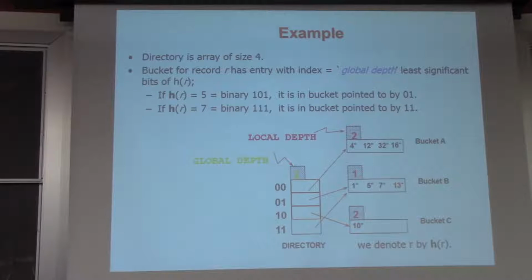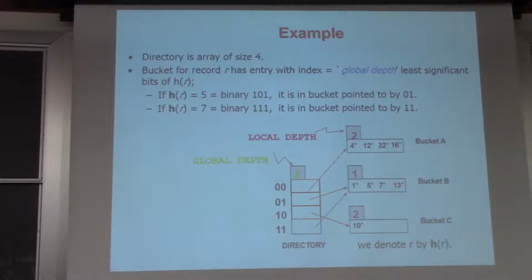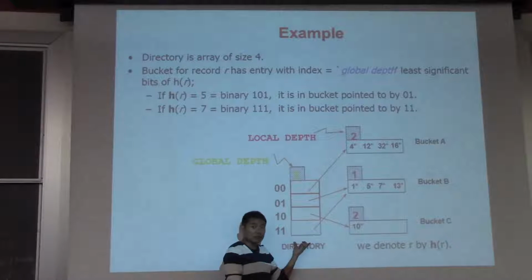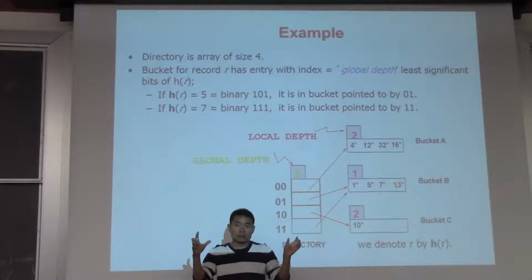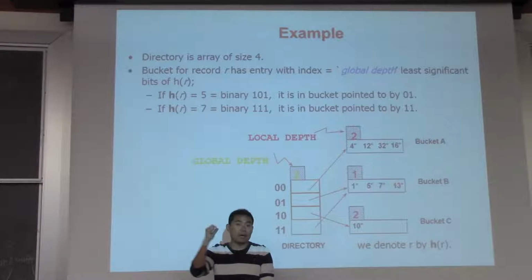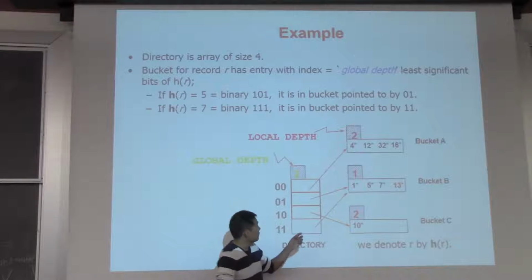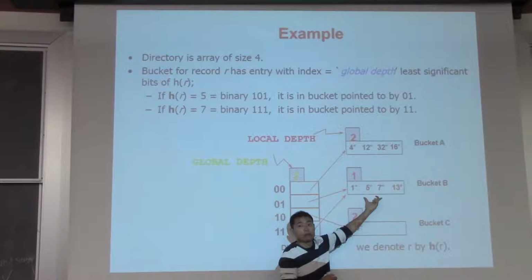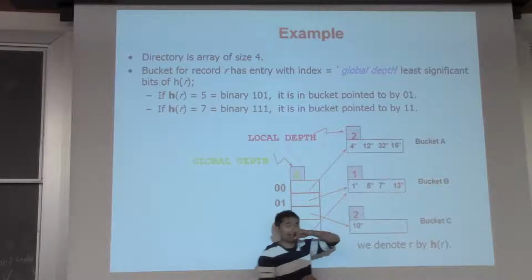In extendable hashing, the basic idea is as follows. I'm going to maintain a directory. You can think about this directory as a meta bucket, a super bucket for my hash index structure. Then for each directory entry, I'm going to have a pointer to a local bucket. This is what I call a local bucket.